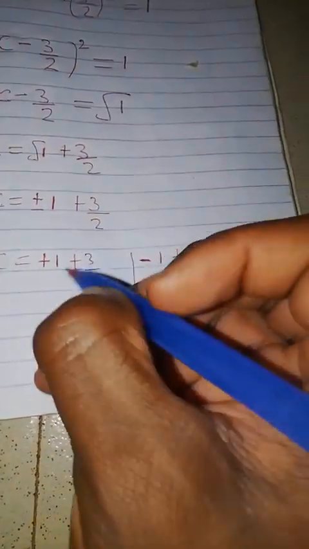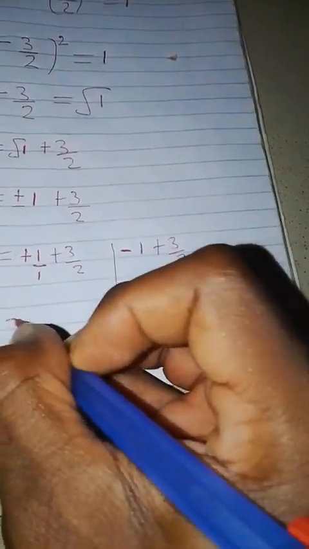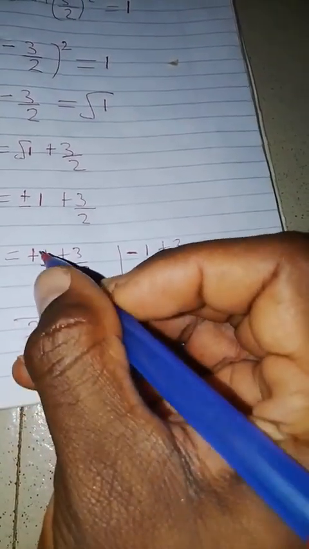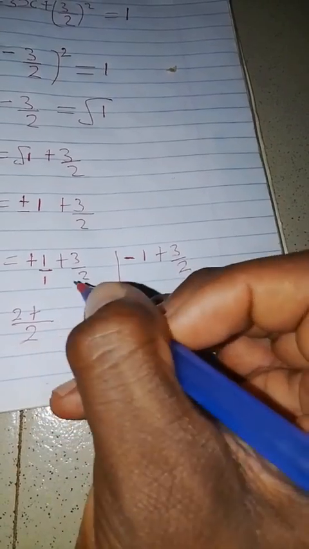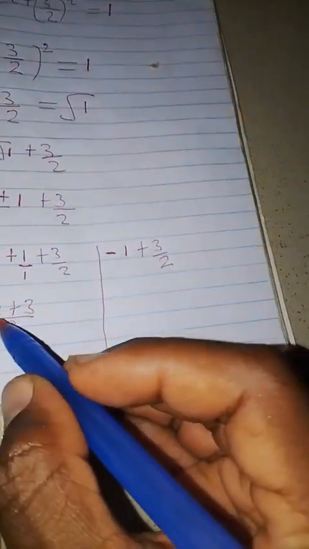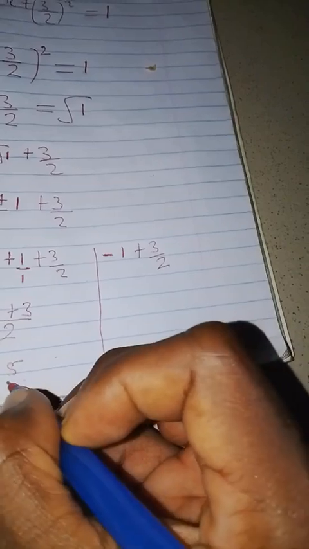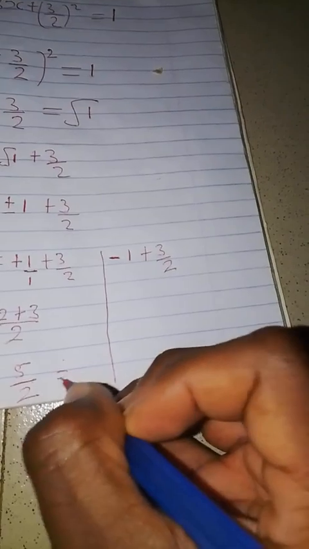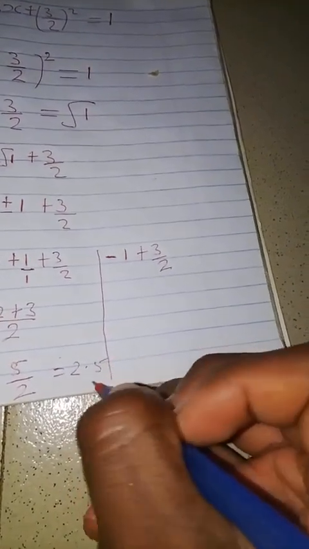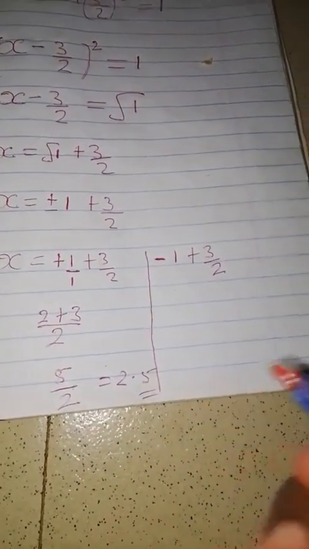So 1 over 1. LCM of 2 and 1 is 2. 2 divided by 1 is 2. 2 times 1, 2. Plus 2 divided by 2 is 1. 3 times 1, 3. This 3 plus 2 is 5. 5/2. And 5/2 is 2.5. You can leave your answer in fraction or decimal point. Okay, this side over 1.